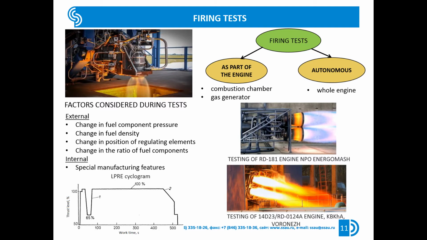During firing tests, the LPRE operates in both steady and transient modes. In steady modes, the LPRE parameters are kept virtually constant over time. The steady modes include the main, pre-start and last stages of thrust change. Transient or unsteady modes are modes in which the LPRE parameters change over time. These include starting, switching modes, automatic regulation and shutdown of the LPRE.